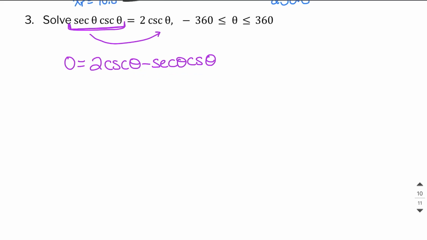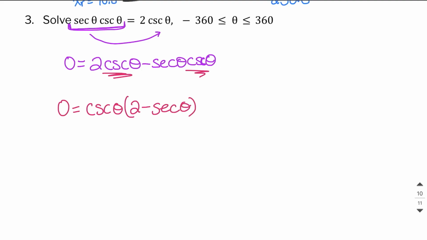And in order for me to factor, I should have said this in the last questions that we've solved as well, but we always go through a list of questions. And the first question we always ask ourselves is, is there a common factor? And when I look at this right here, I can see that there's a cosecant of theta in common with both of these. So what I'm going to do is factor out a cosecant of theta from both of these right here. And this would end up becoming 2 minus secant of theta.